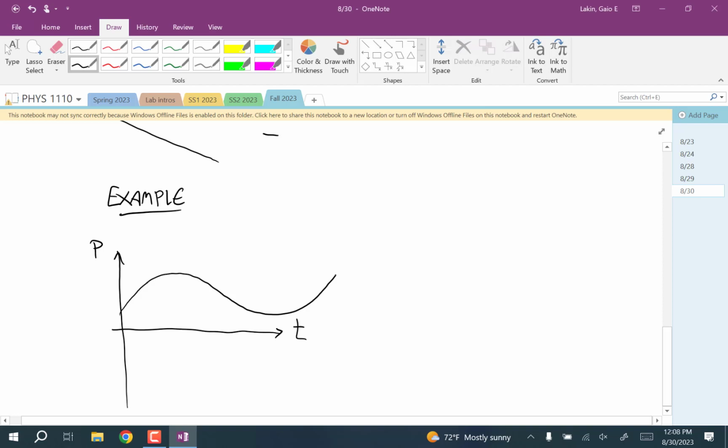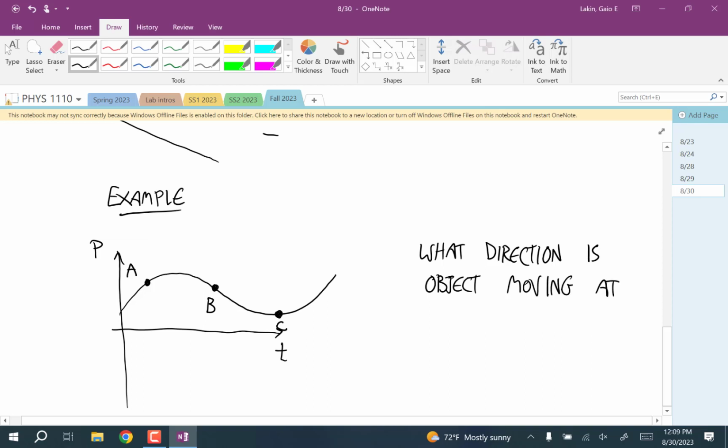Okay, so let's think about 3 different points. The point A, B, and C. And let's think about what direction the object is moving in at these points. What direction is the object moving at A, B, and C?